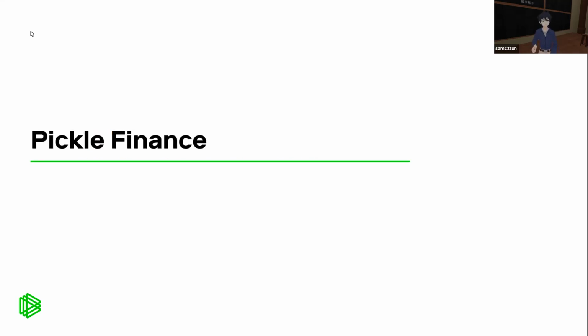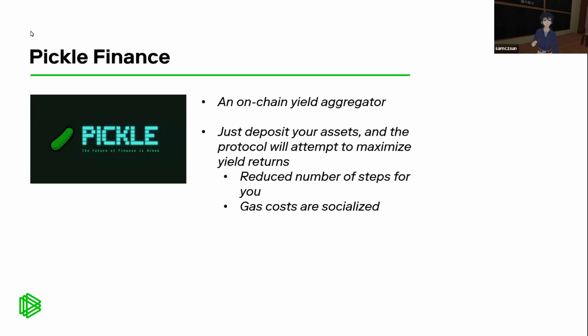Okay, last one. This is a project called Pickle Finance. Pickle Finance is an on-chain yield aggregator. This basically means that you can take your assets, and instead of having to figure out where to put these assets yourself to maximize yield, you just give it to Pickle Finance, and they will do all the steps of finding the best opportunity and depositing it and managing it and withdrawing it. And you just sit back and relax.